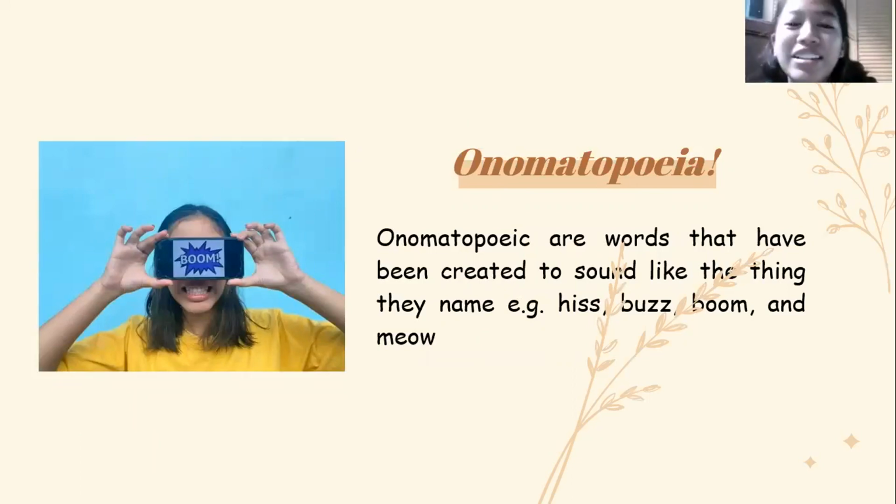Okay, the next one is onomatopoeia. Onomatopoeic words are words that have been created to sound like the thing they name, for example hiss, buzz, boom, meow, and then splat, zap, poop, crash, pow, bang, and many others, guys. In this picture, I use words for onomatopoeia, and these words can often be found in a comic or novel. Okay, the next one.